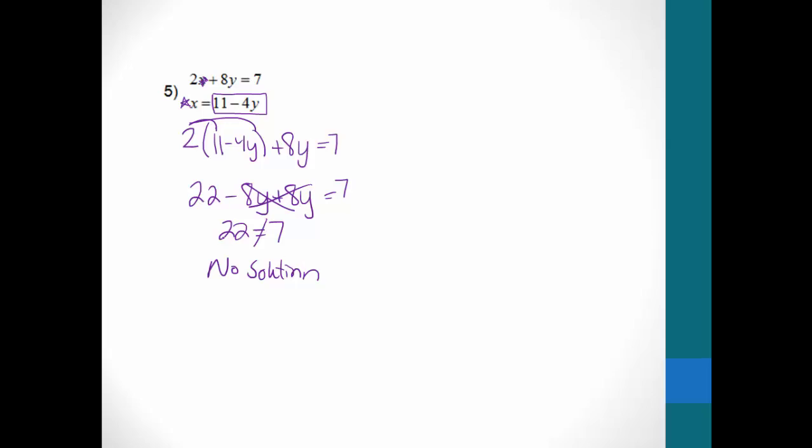And basically what happened, it doesn't matter what we plug in for y, this will not ever work, which means if you were to graph it, these two lines would be parallel. So that's what we get when we have no solution. If we were to graph it, that's what would be true.